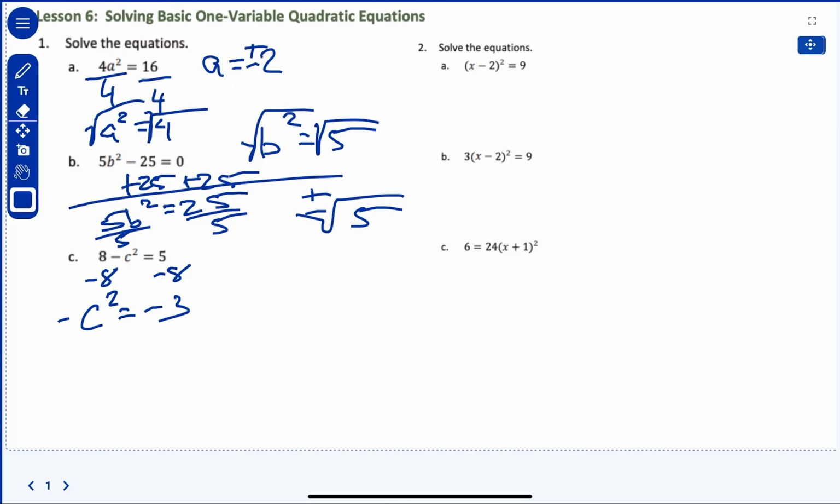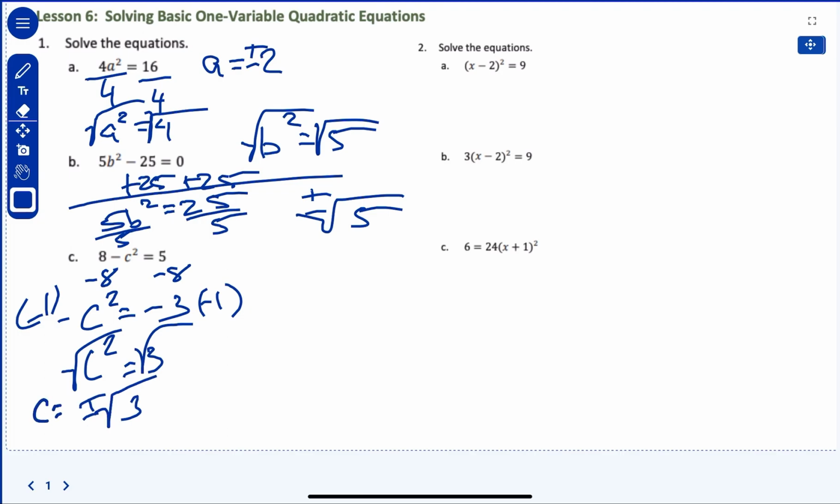All right. Where are we at? Sorry. What are we going to do first? Faith? Yeah, let's multiply by negative 1. And that will cancel our negatives here. Now we can square root. And we'd have plus or minus the square root of 3.